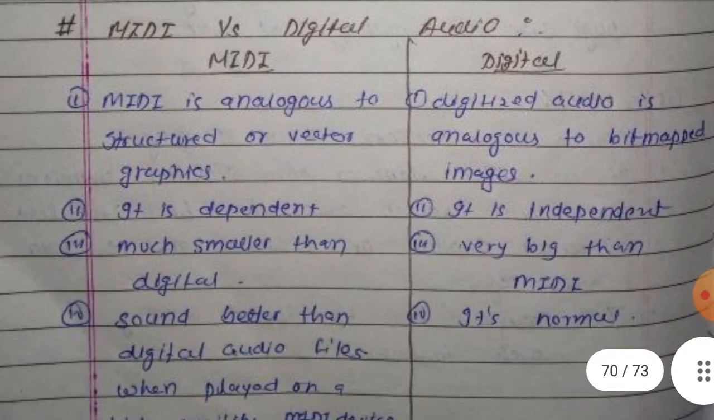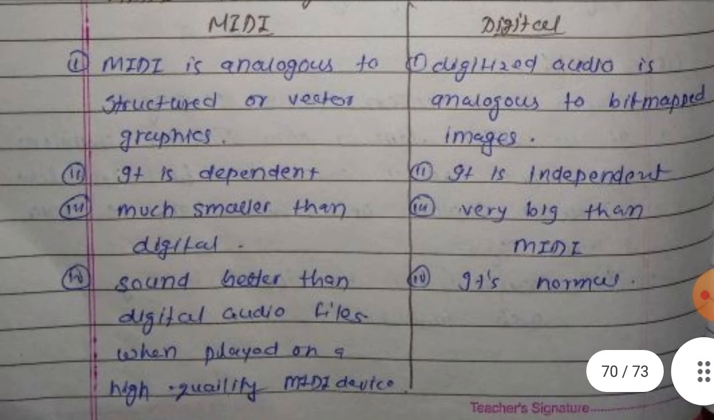MIDI vs digital audio. MIDI is analogous to structured or vector graphics. Digitized audio is analogous to a bitmap image. MIDI is device dependent, digital audio is device independent. MIDI files are much smaller than digital audio, which is very big. MIDI sounds better than digital audio files when played on a high quality MIDI device.